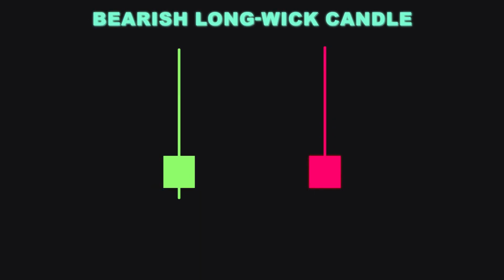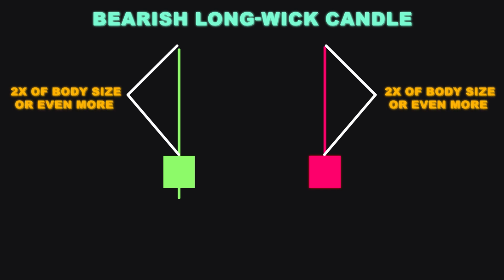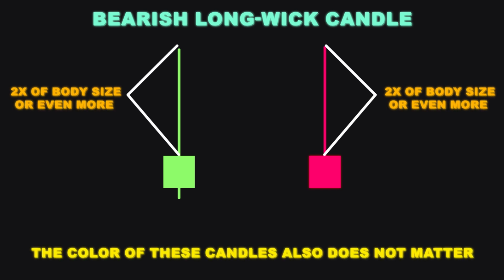The next one is the bearish long wick candle. This candle has a small body, and its lower wick is either missing or equal to none, but its upper wick is double or more than its body. The color of this candle doesn't matter. It can be red or green.